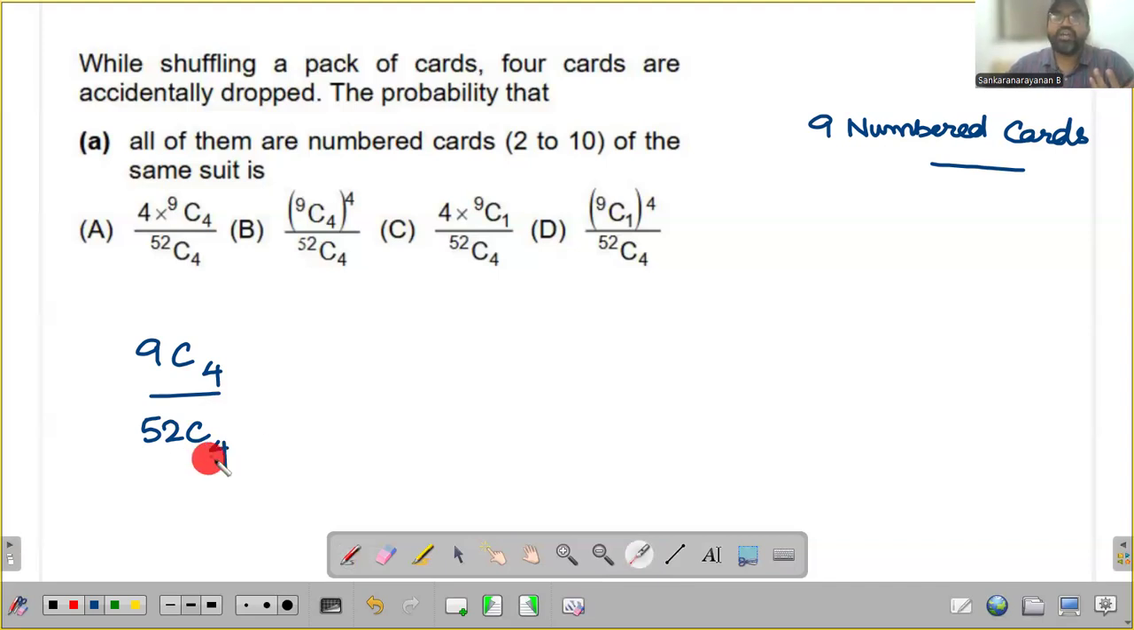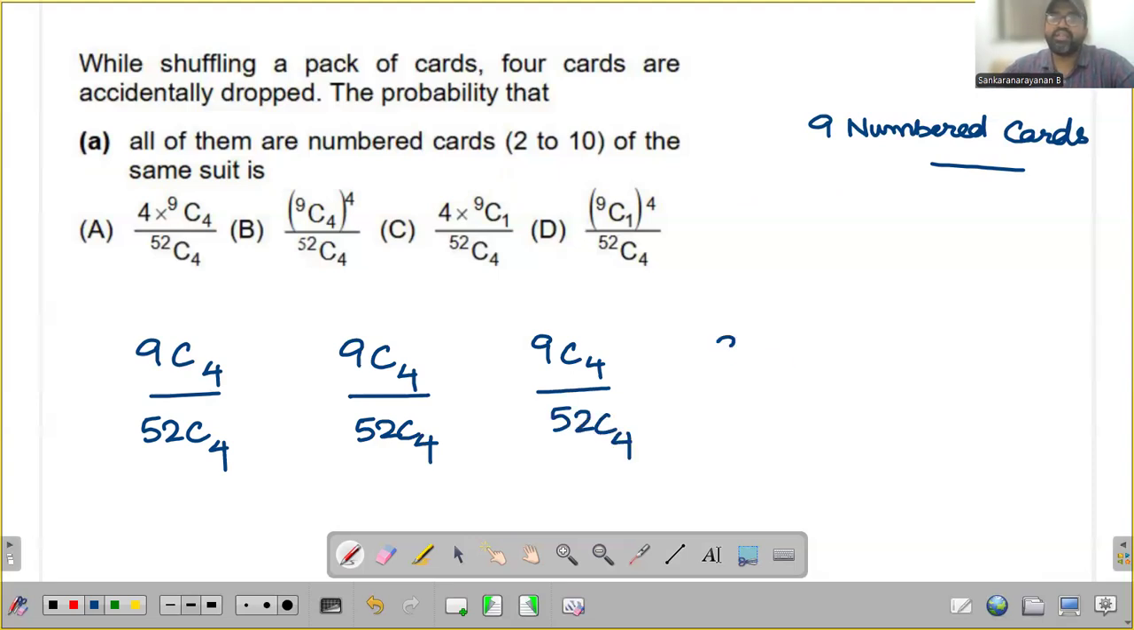In that, specifically, all belong to the same suit, hearts. The numbered cards are 9 in the hearts, and you are selecting 4 of them, 9C4. So 9C4 by 52C4. That's the case when all four of them are hearts. In the same way, all four of them being diamond, 9C4 by 52C4. All four of them being club, 9C4 by 52C4. All four of them being spade, 9C4 upon 52C4, right?